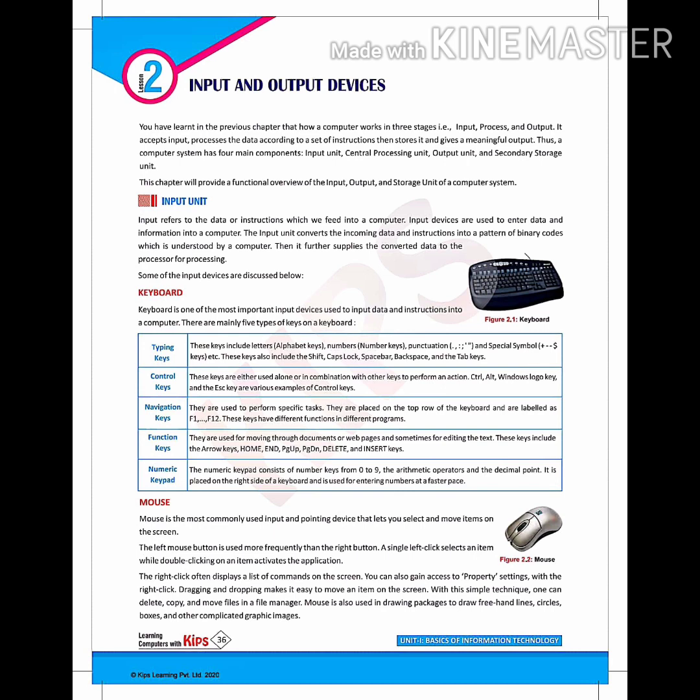Some of the input devices are keyboard, mouse, stylus, scanner, and so many. Keyboard is the most important input device used to input data and instructions into a computer. You people have seen a keyboard. It has typing keys, control keys, navigation keys, function keys, and numeric keypad. Mouse is the most commonly used input and pointing device that lets you select and move items on the screen. The left button is used more frequently than the right button. A single left click selects an item, while double clicking on an item activates the application.